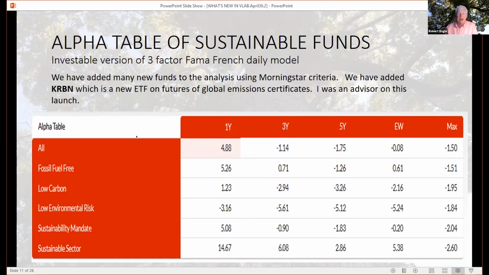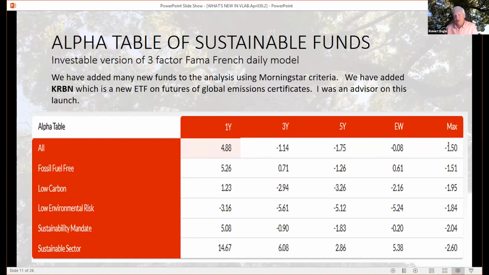When we look at the one-year alphas for all these sectors, fossil fuel-free, low carbon, low environmental risk, sustainability mandate, and sustainable sector, we see that most of them are positive over the last year. But we see most dramatically that these sector funds, which are funds like clean energy and so forth, they're not diversifiable funds, they're targeted to a particular sector, have been on a tear. They have almost a 15% positive alpha.